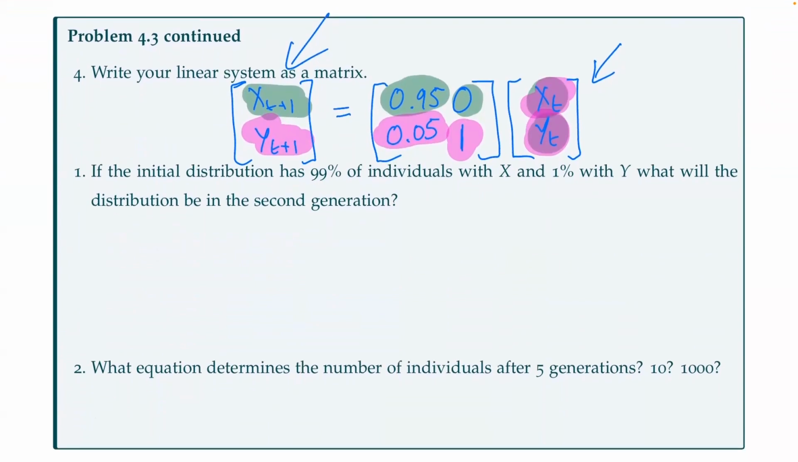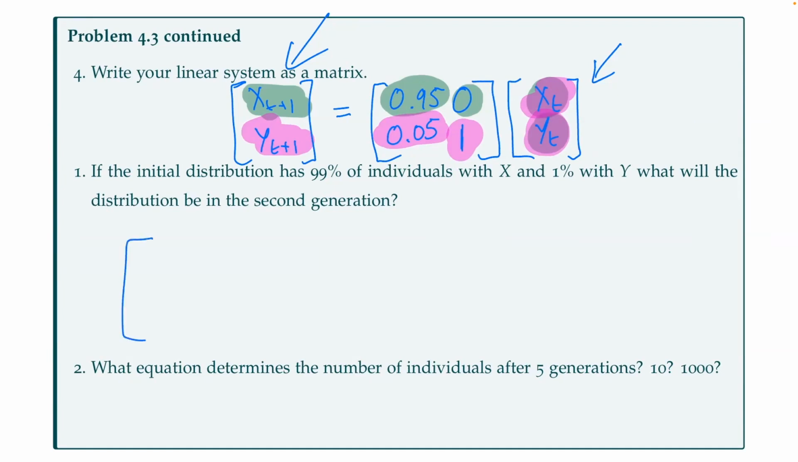Okay, so that's our matrix equation. Now what can we do with it? Well, suppose we're given an initial distribution of individuals who have X and Y alleles. So suppose initially 99% of the population has allele X, 1% has allele Y. What's the distribution going to be like in the second generation? Well, in this case, our T is going to be 1. This is the only thing that's changed, as well as what our X at generation 1 and our Y in generation 1 are.